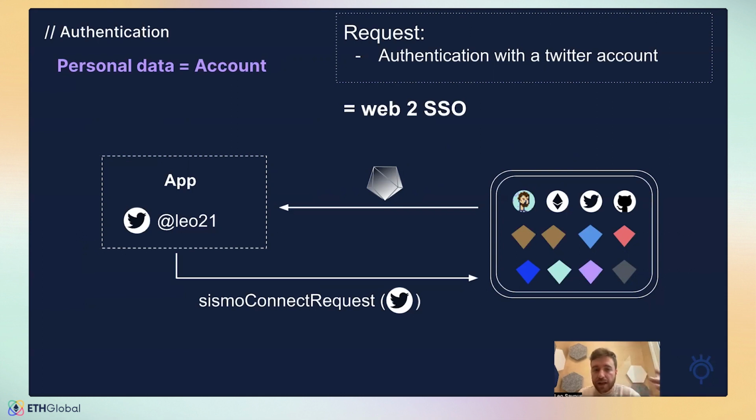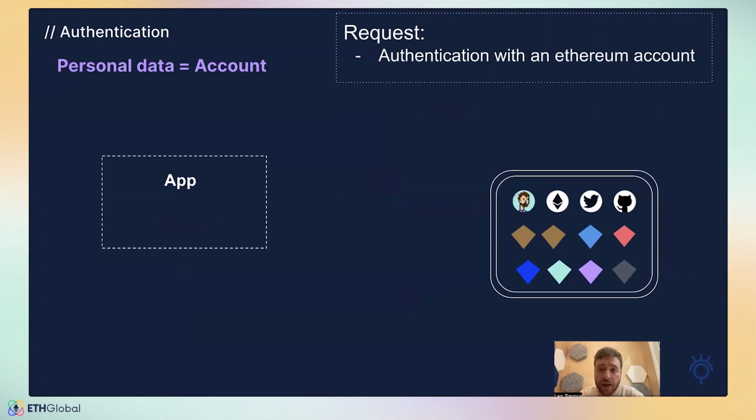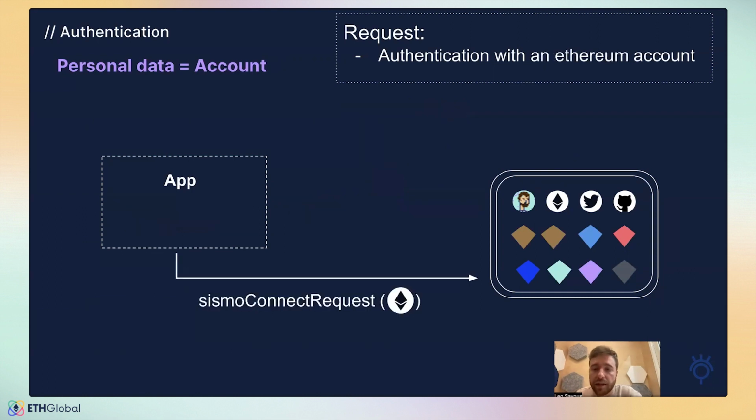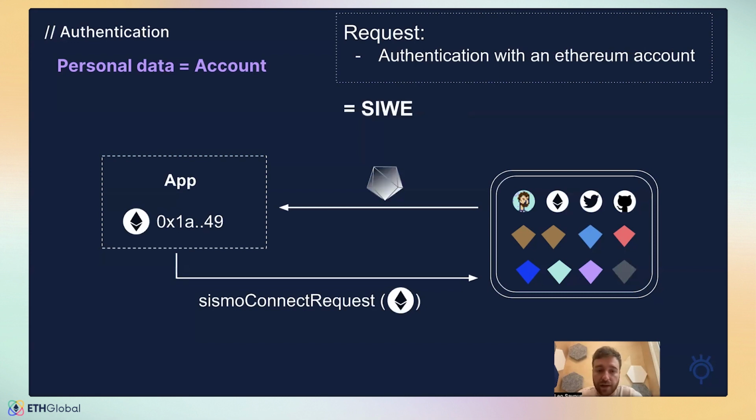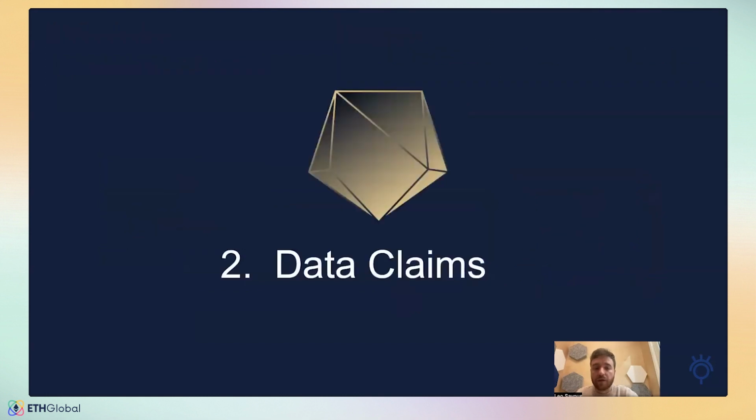With the DevX we have created, it's very easy to ask for a Twitter account, a GitHub account, and an EVM account in the same proof. You can also authenticate with an Ethereum account, so it's the same. You do a request with this Ethereum account, and you have the response from Sismo Connect. So it's like a sign-in with Ethereum, basically. So let's see now the data claims.